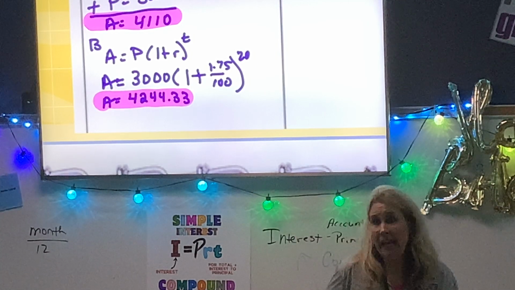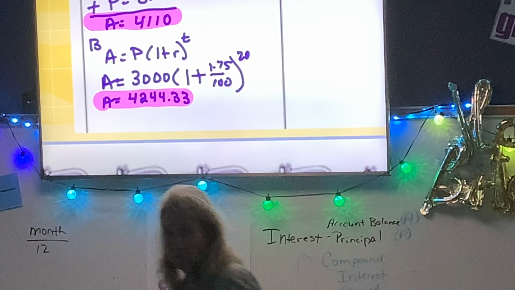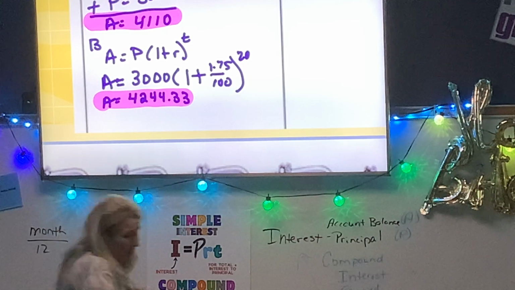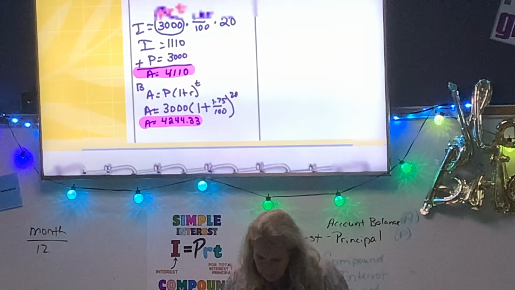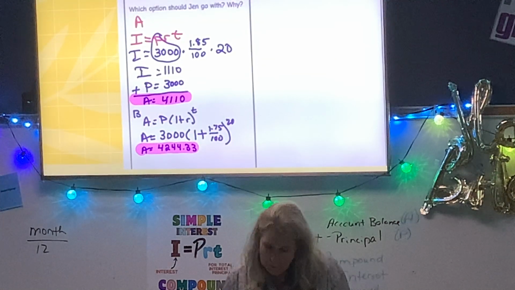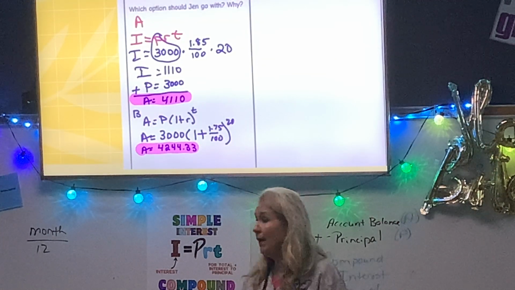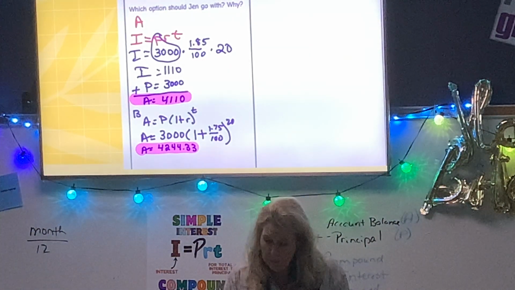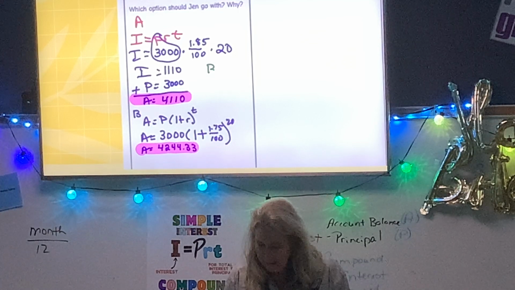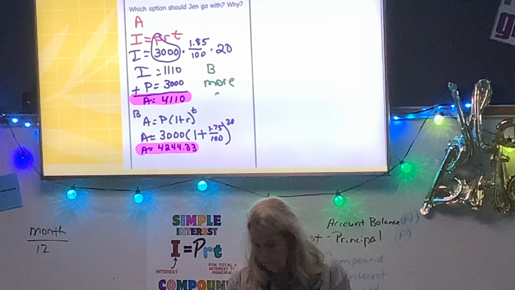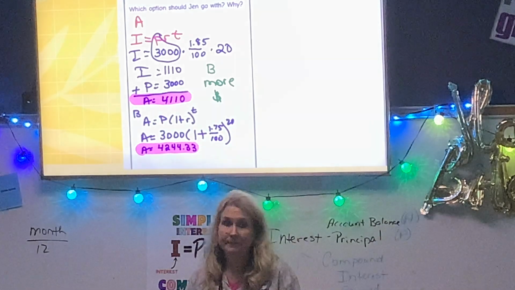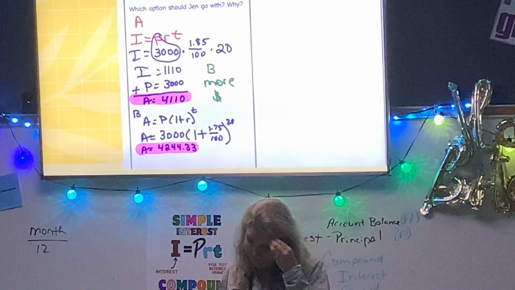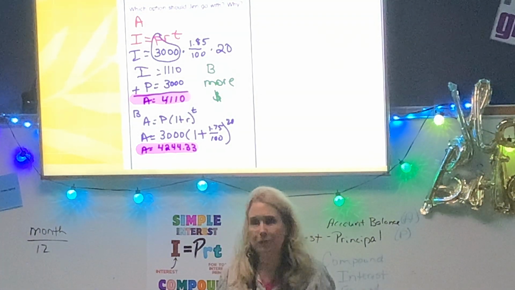And I'm going to highlight that. I have A and A. I have amount in account, amount in account. So can't I compare those? Yes. They're the same thing. My question says, which option should Jen go with? Well, look at the amounts. Which would you go with? I go with the smallest one. I would go with B. Why? Because more money.